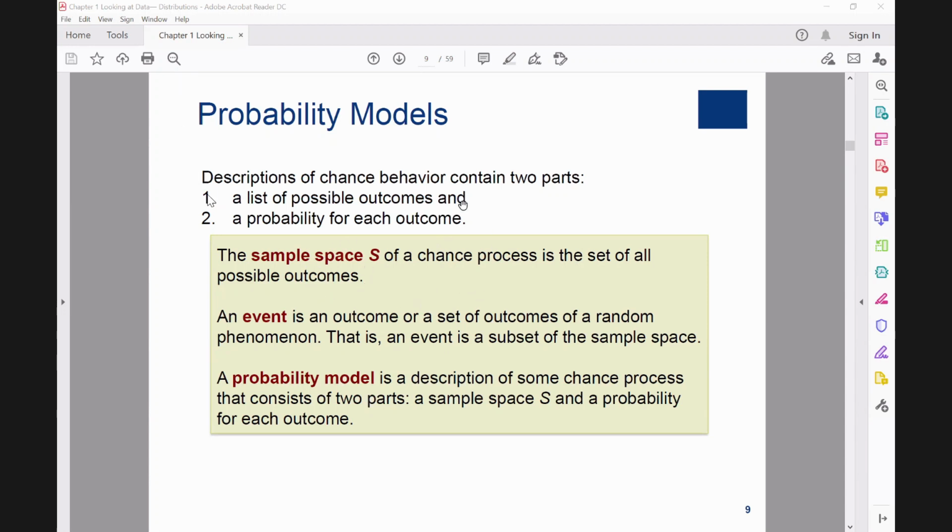Then the sample space, let's move to the lecture.